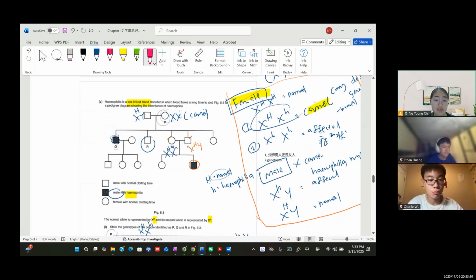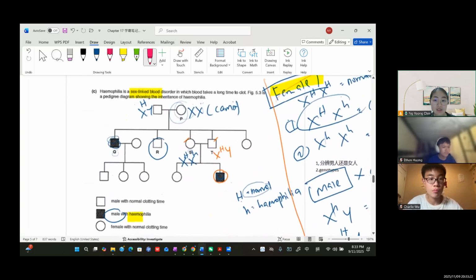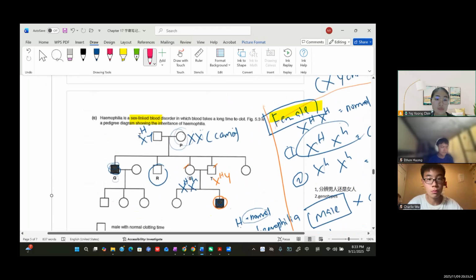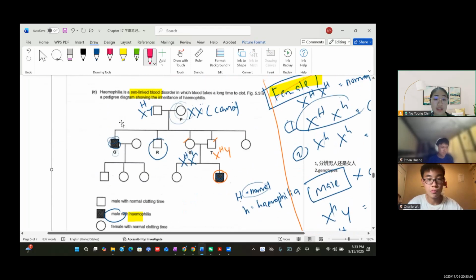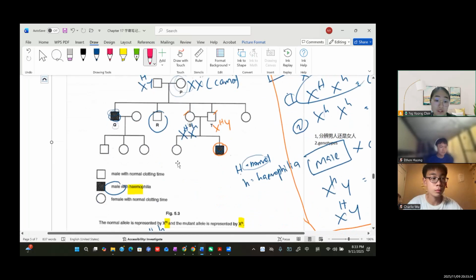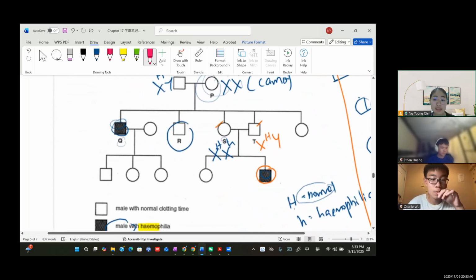So for example, you can see in this question, hemophilia. Hemophilia is a sex-linked blood disorder. So they show you it is sex-linked, and then they show that only the male is affected, because the male only carries one X. So that's why only the male is affected.